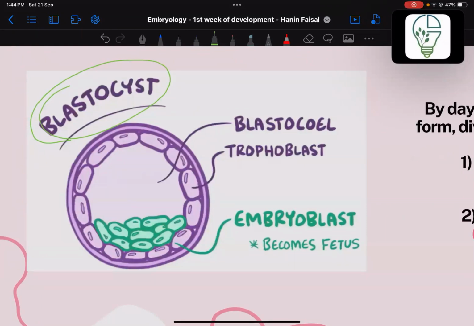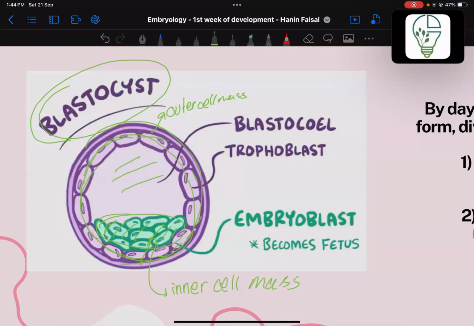What is a blastocyst? It's also cells, however, it's more than 16 now. It kept on dividing, and it formed this cell. You're gonna have cells surrounding, outer, and cells inside. The cells inside, what do we call them? Inner cell mass. From its name, it's the inner cell mass. And then the cells that are outside, we call them the outer cell mass. And inside here, we have fluid.